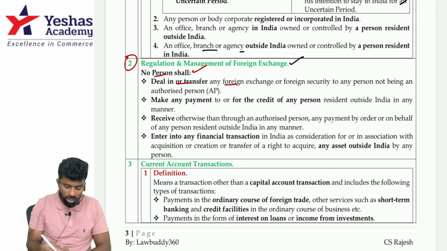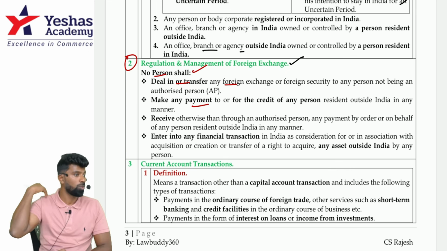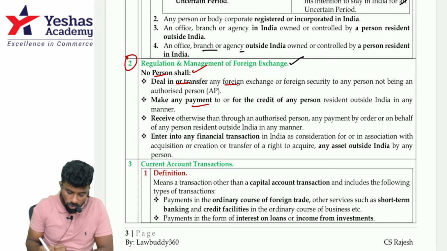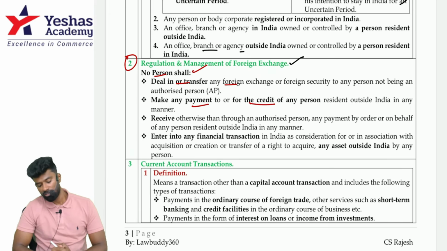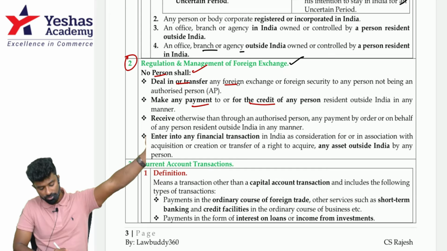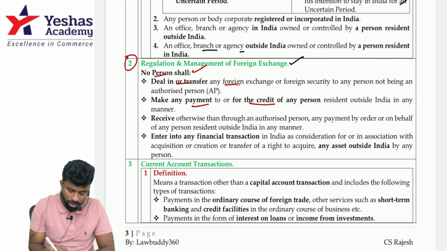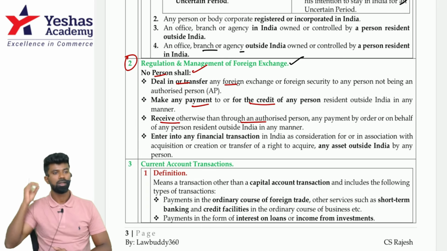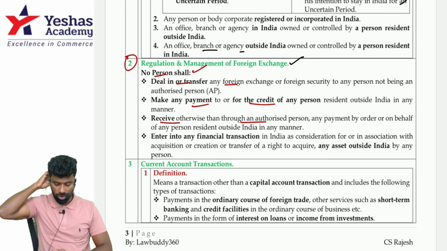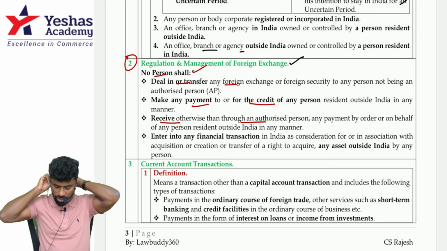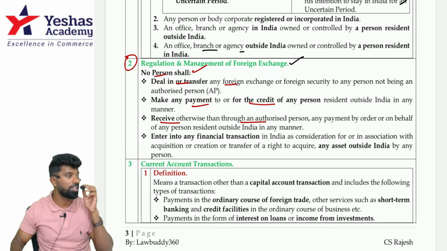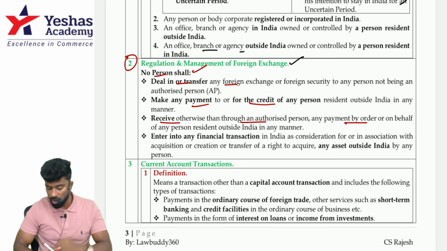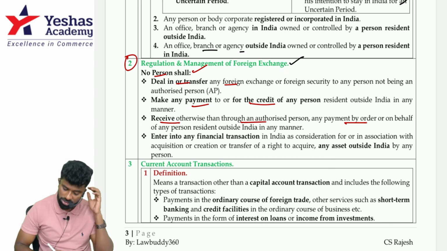Yes. Second one, can you make a payment to a person who is outside India other than through an authorized person? No. So make any payment or for the credit of any person resident where? In what manner? Any manner. Next one, receive otherwise through what person? Authorized person. What exchange? Foreign exchange. So you can only receive the foreign exchange only through what person?